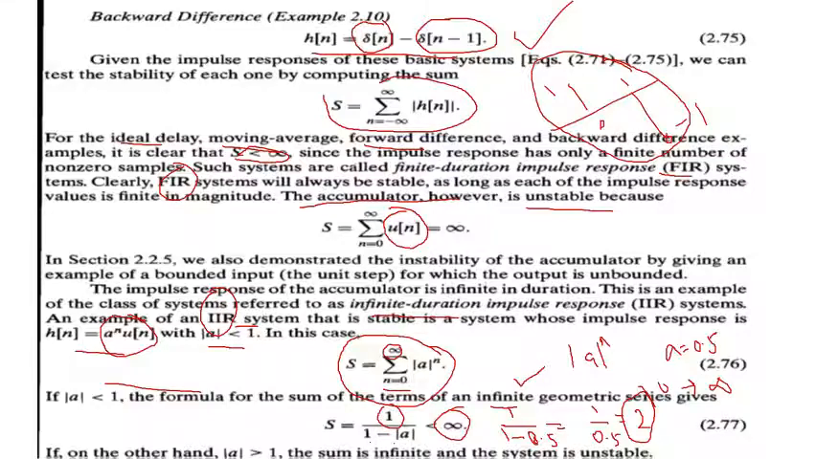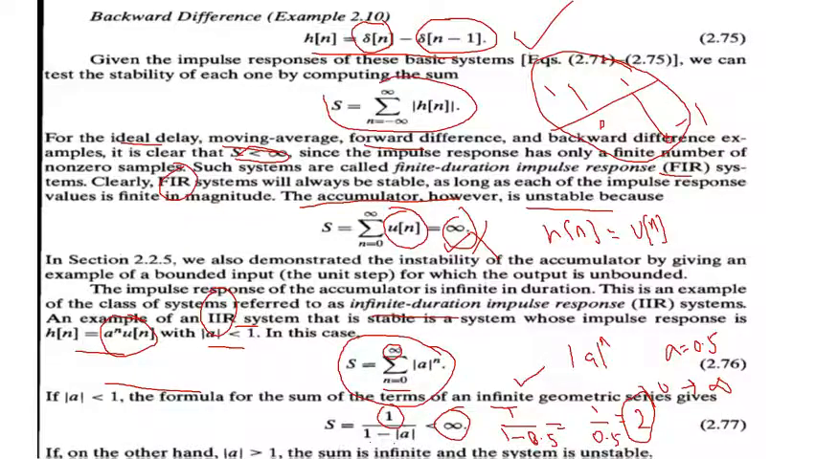Now the accumulator system impulse response is infinite because I cannot sum it. h of n is equal to u of n. Can you sum this? No, I cannot sum this because u of n starts from 0 and goes towards infinity, so the sum will be infinity. So that was about finite impulse response and infinite impulse response, or you can say finite duration or infinite duration.